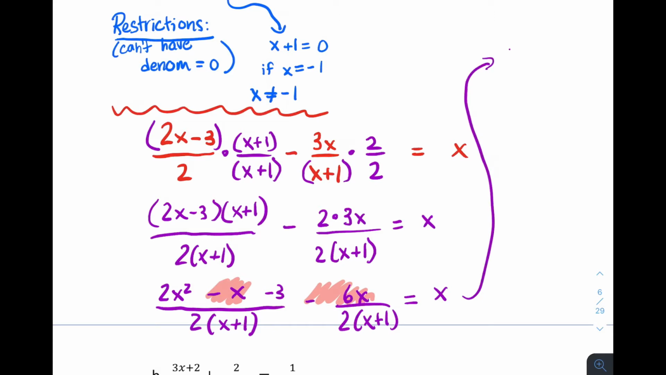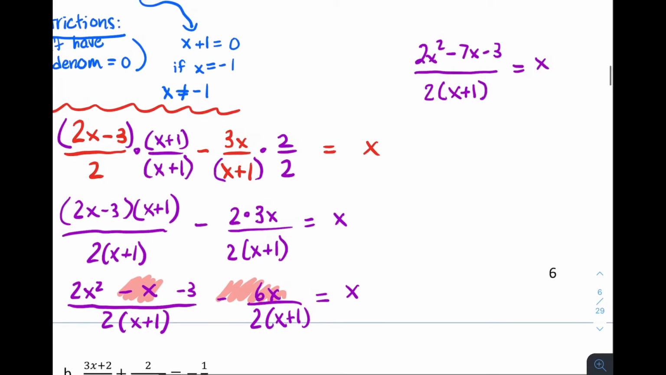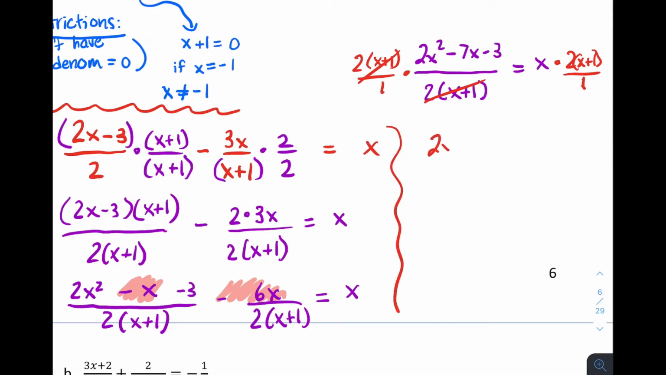Now I'm going to go ahead and do my subtraction, and I can combine my -x and my 6x that I'm subtracting to get a -7x. All that's still equal to x. Okay, since my left-hand side is being divided by 2 times the quantity x plus 1, I'm going to undo that division by multiplying both sides by 2 times x plus 1. Make sure you put some parentheses around it. Left-hand side, those will divide out to 1.